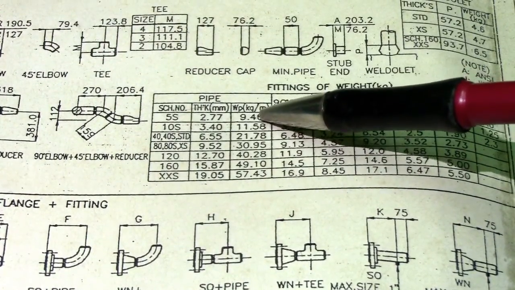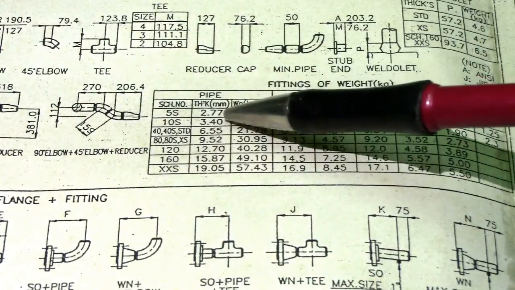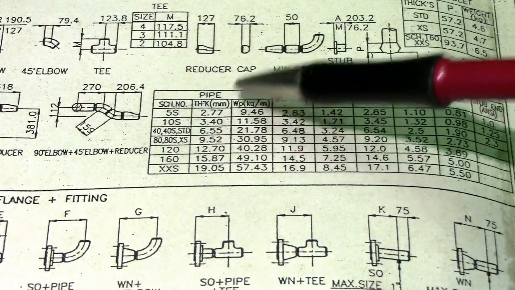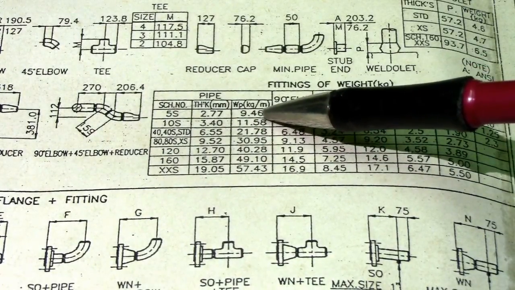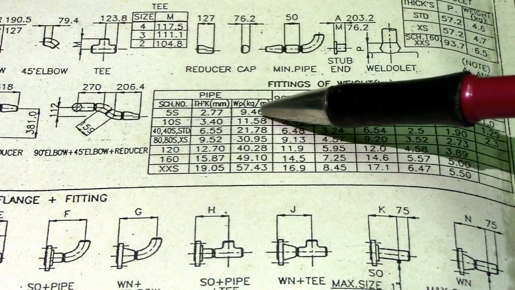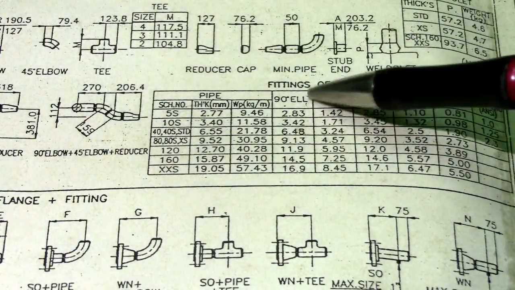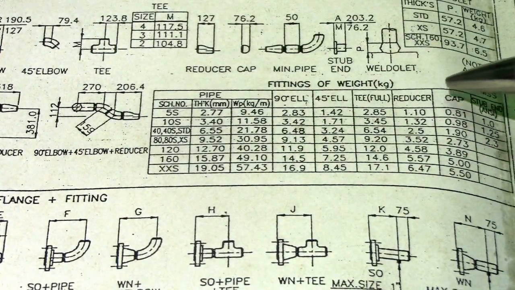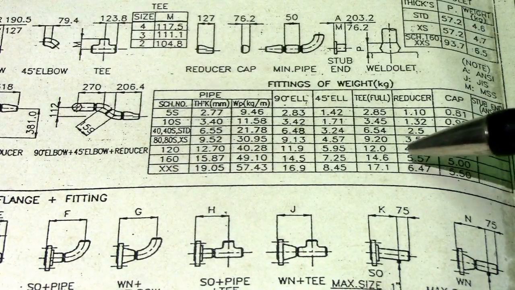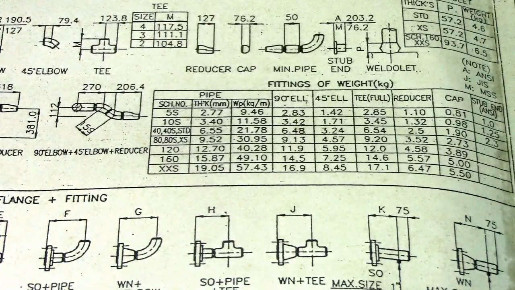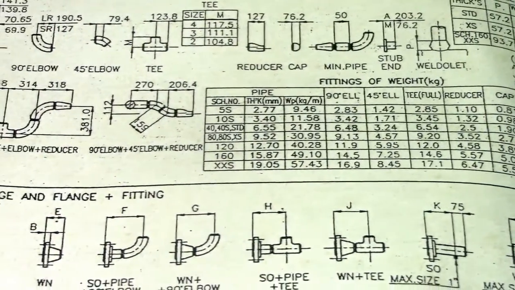So in 5S we have a 2.77 millimeter thickness, and the weight is 9.46 kilogram per meter. And of course also the 90 degrees elbow, and we have a cap and a stub end, so please take note of all this. So this is very important information.